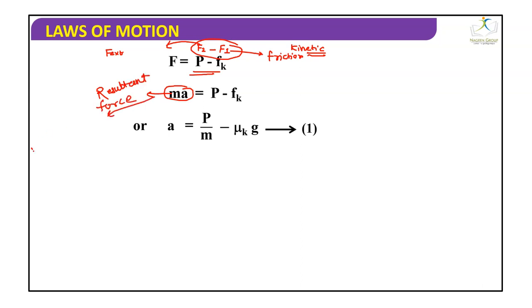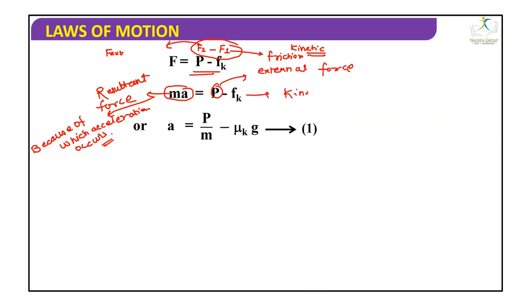Resultant force, because of which acceleration occurs. So P is again the external force and Fk is the kinetic friction. So A is acceleration and it comes by P by M minus mu kg. This is the first equation.